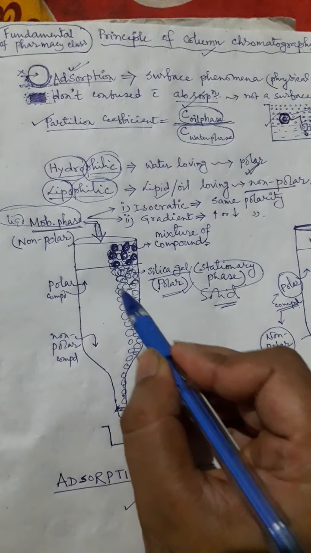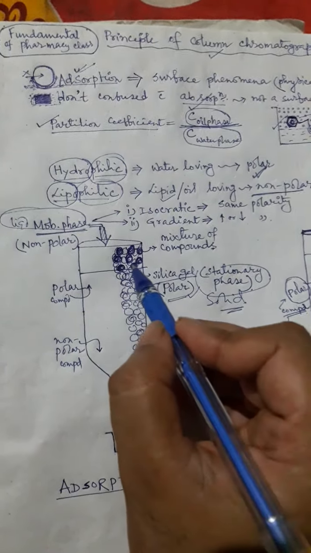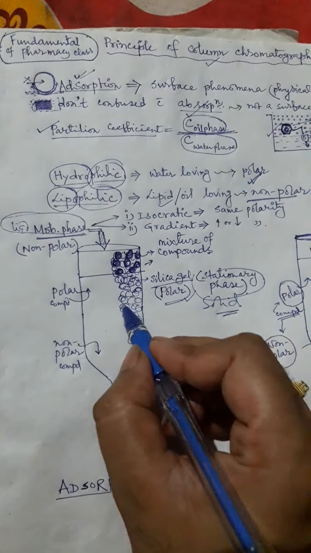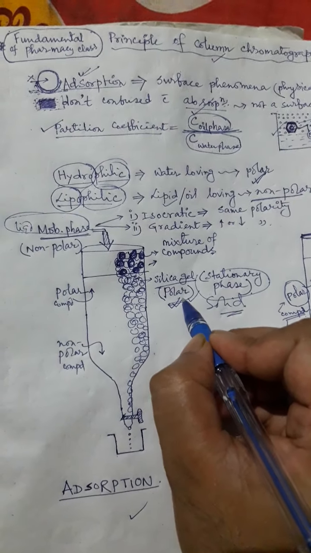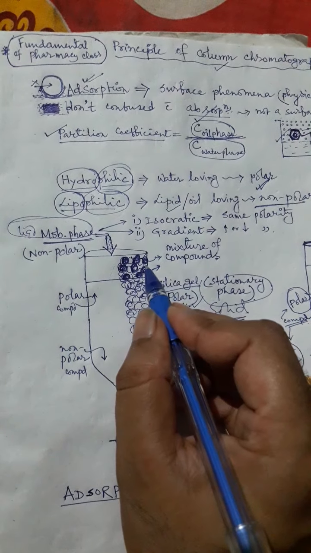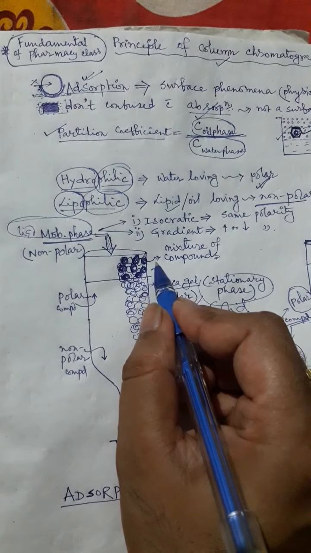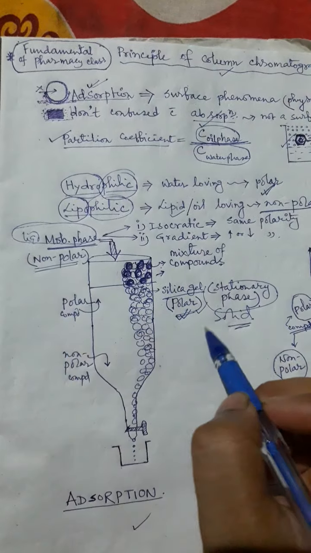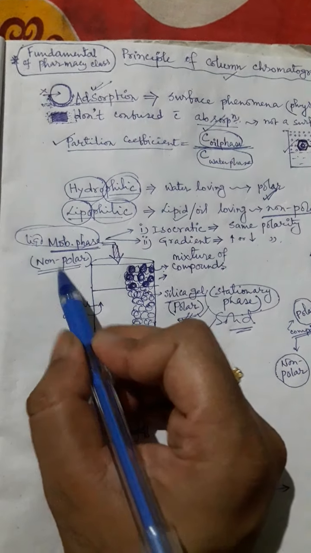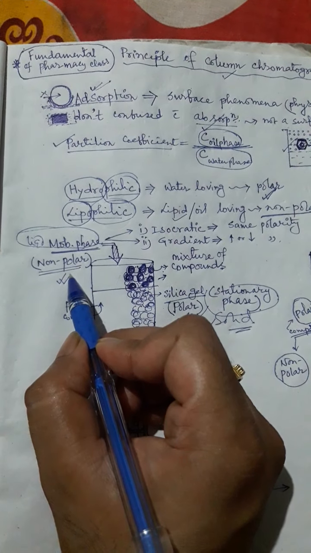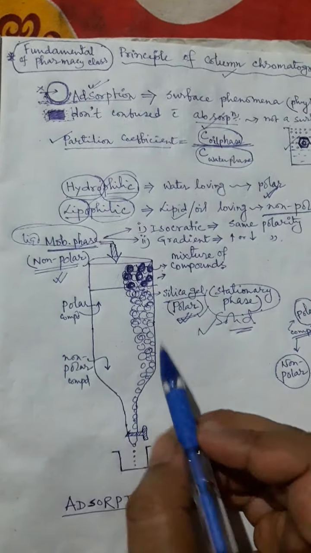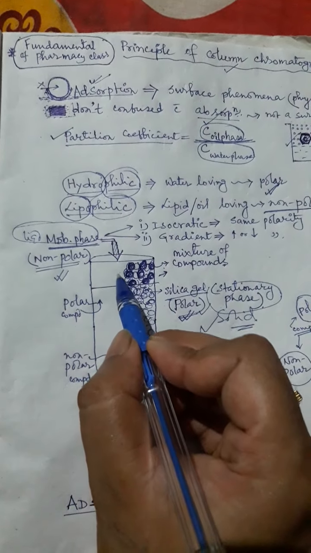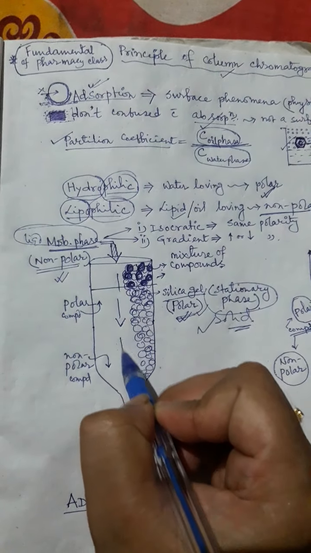here the stationary phase is there and above that there is the mixture of compounds. Now this silica gel is polar in nature. The compound may be a mixture of polar and non-polar. Now suppose your mobile phase is non-polar. If the stationary phase is polar, then the mobile phase would be non-polar. Now if you put the mobile phase here, due to gravitation it will come down.